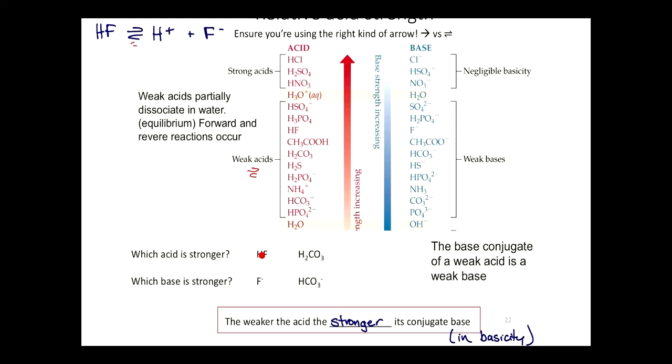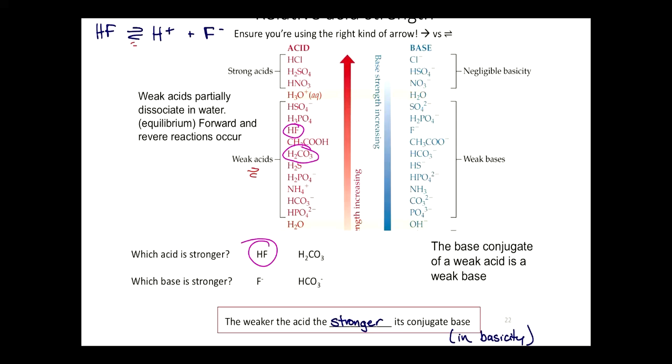Which acid is stronger, HF or H2CO3? Let's look for these two substances on this graph. So here we have HF, here we have H2CO3. Which one's the stronger acid? HF, because it's higher on the list, yes.